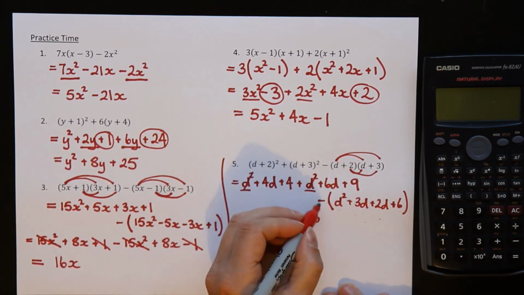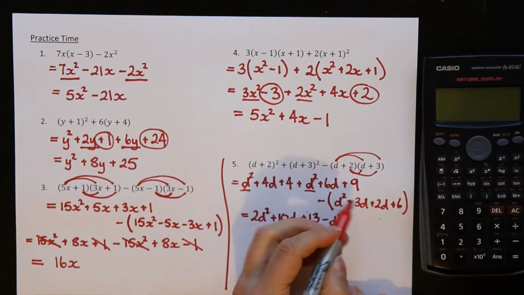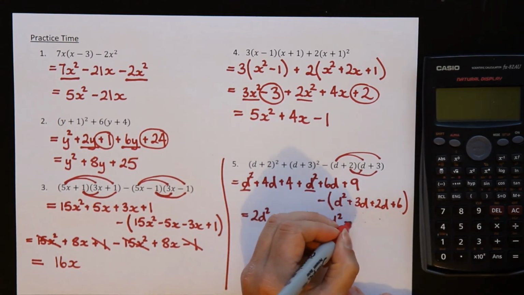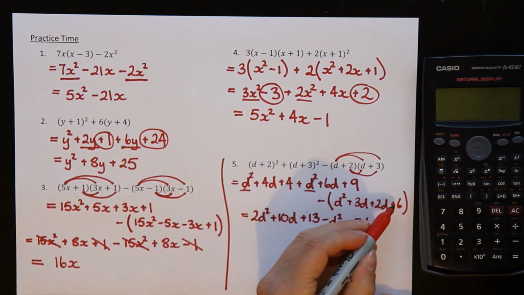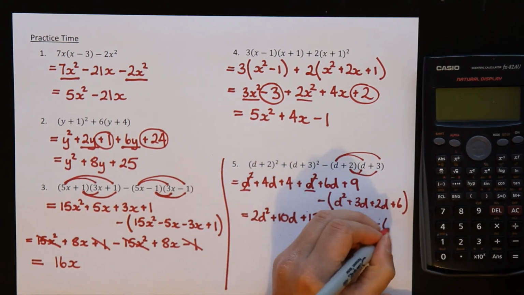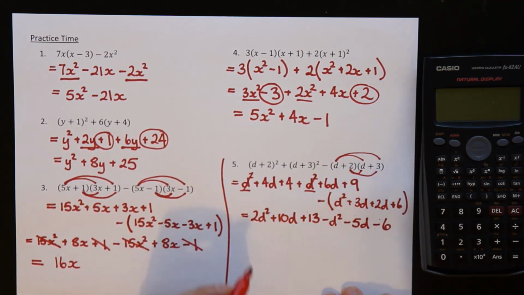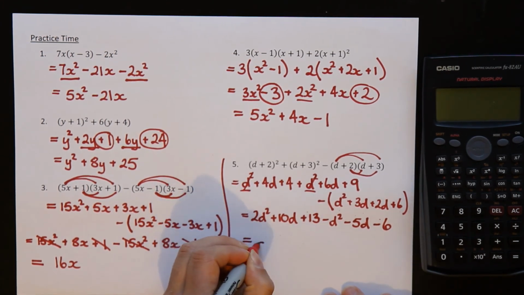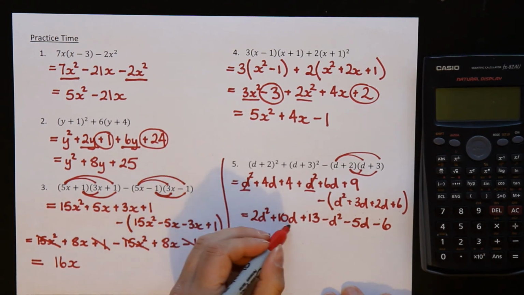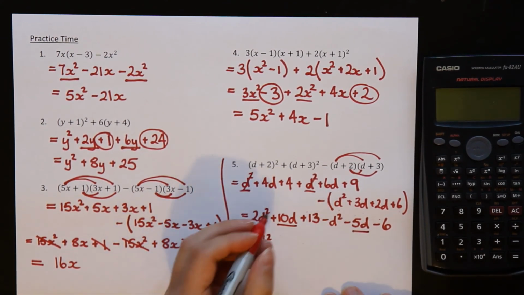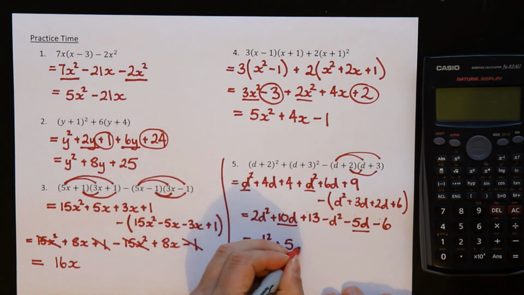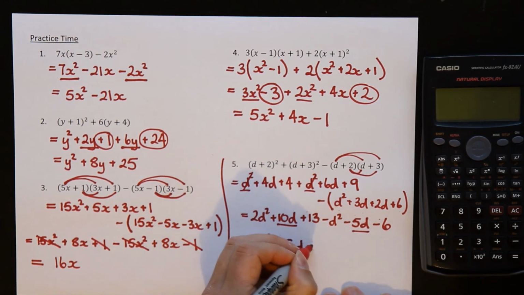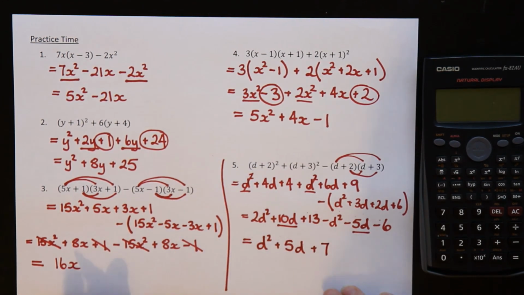Then I'll expand this minus sign in. So minus d squared. 3d plus 2d is 5d. But with the minus sign, it'll become a minus 5d. And minus 3 there will make that a minus 6. Okay, any more collecting up? Yes, there is. 2d squared minus d squared is a 1d squared, just d squared. 10d minus 5d, 10 minus 5 is 5d. And 13 minus 6 is a positive 7. There you are.